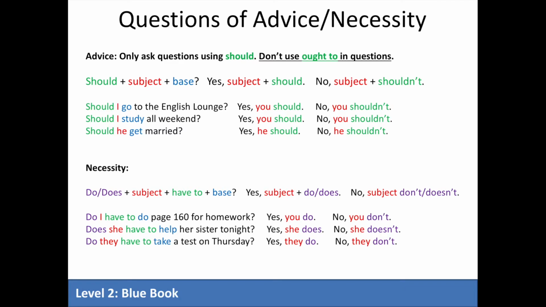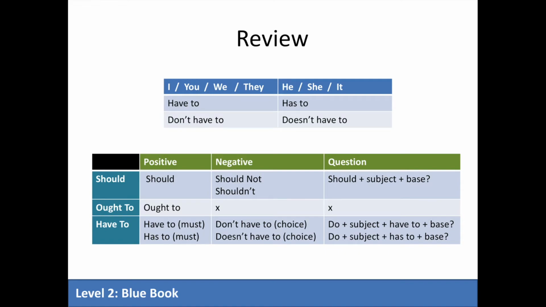Take a moment, pause the video, look at the question structures, practice writing some questions and answers, and then continue. Now, just to review, looking at our charts, we have to remember which form of the verb have goes with which subjects. Also, if we look at the modals, we have the modals of advice, should and ought to, as well as the modal of necessity, have to. Again, take a moment, pause the video, have a look at the chart. You can even practice writing some sentences and questions using all the modals.